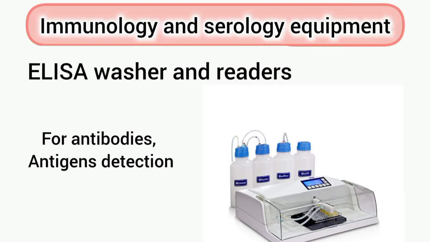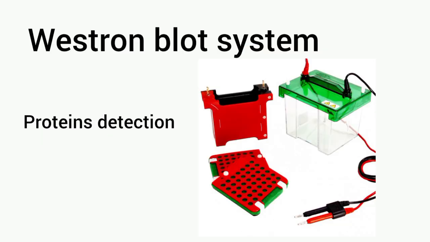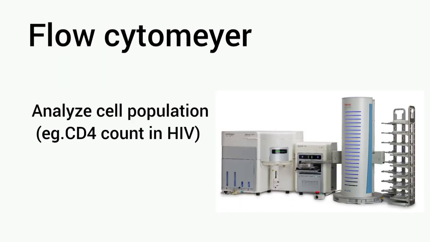Immunology and serology equipment in medical laboratory: ELISA washer and reader. It is used for detecting antigens and antibodies. Western blot system is used for detecting proteins. Flow cytometer, it is used to analyze cell population, for example, CD4 count in HIV.